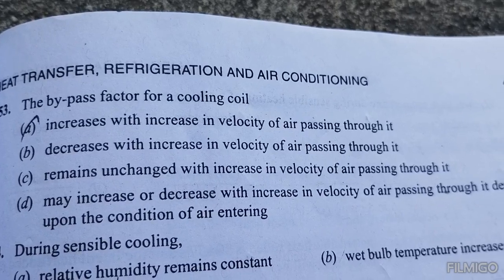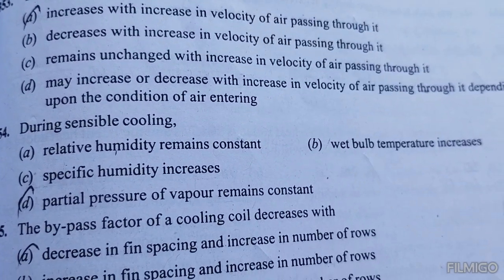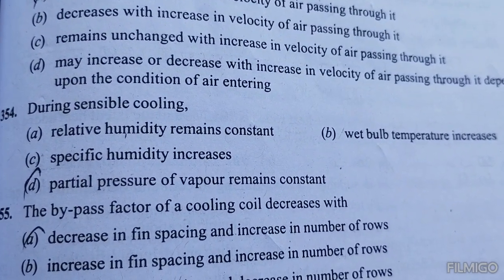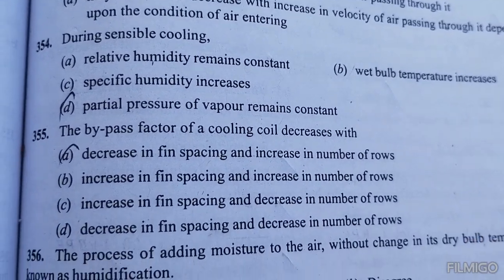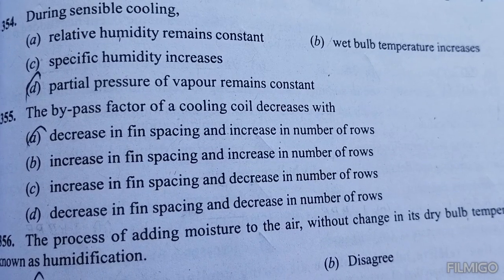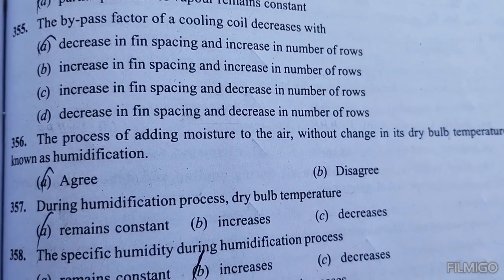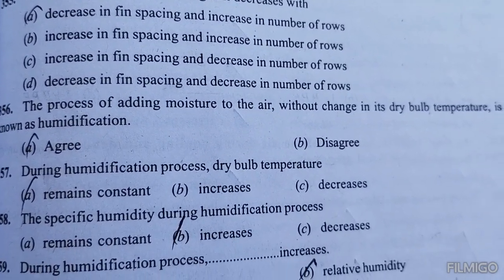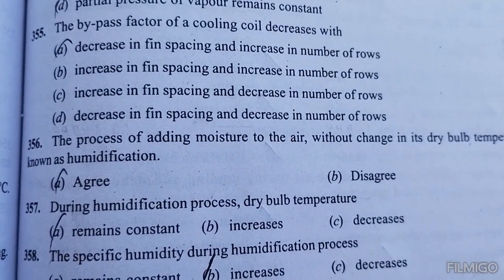Cooling coil capacity increases with increase in velocity of air passing through it. During sensible cooling, partial pressure of a vapor remains constant. The bypass factor of cooling coil decreases with decrease in fin spacing and increasing the number of rows. A process of adding moisture to the air without change in the dry bulb temperature is known as humidification.